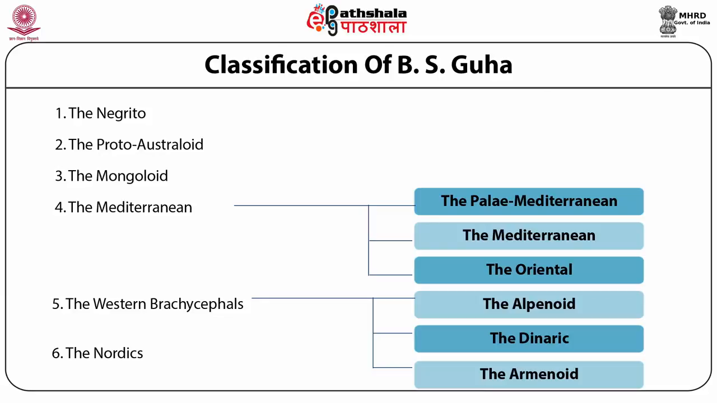So the classification of Guha shows that there are six groups, that is Negrito, Proto-Australoid, Mongoloid, the Mediterranean and the Western Brachycephaly and the Nordic. The Mongoloid has three types, Paleo-Mongoloid, Mediterranean and Oriental, whereas Brachycephaly has the Alpinoids, Dinaric and Armenoid.